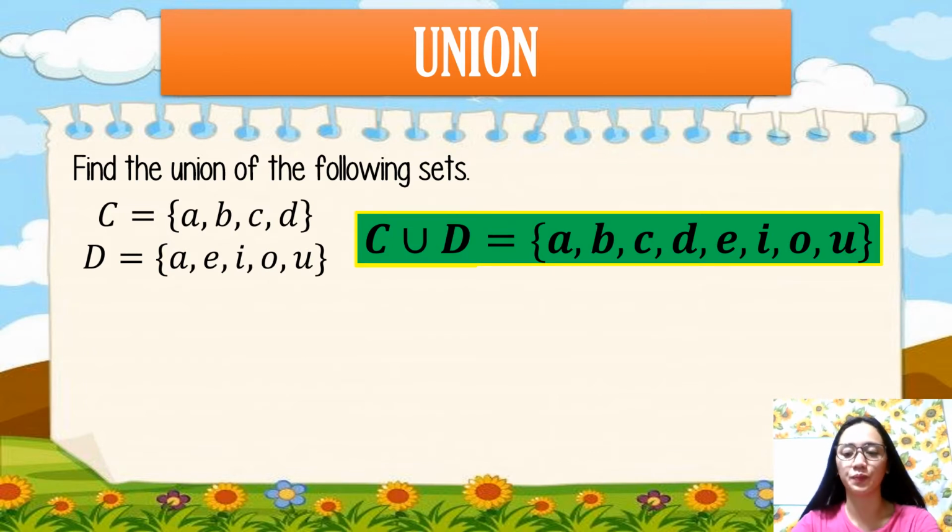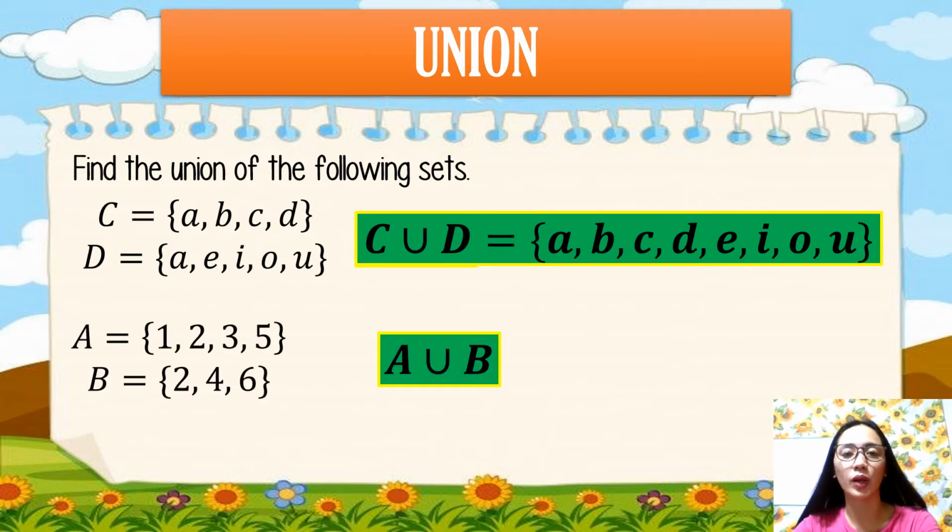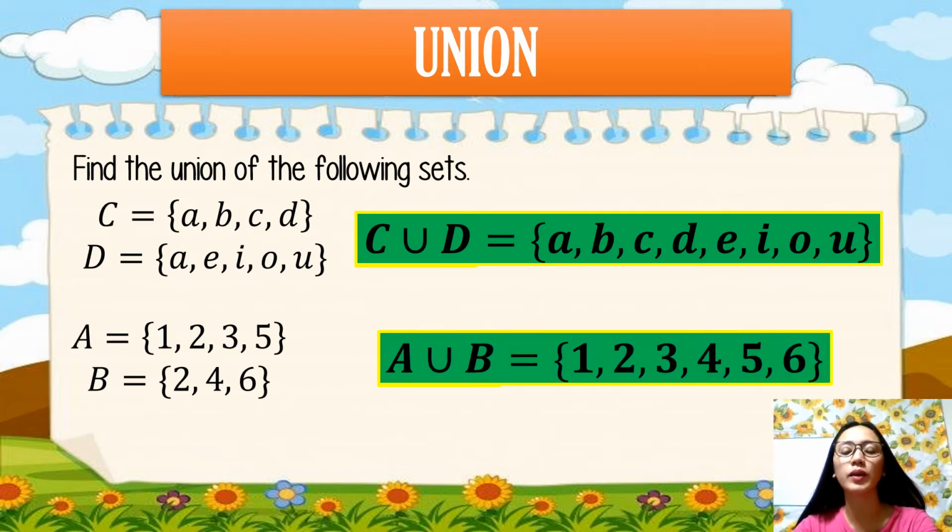and U. Next example, we have set A containing 1, 2, 3, and 5, and set B containing 2, 4, and 6. If we are going to get the union of set A and set B, again, you will just simply combine all the elements. So we will have 1, 2, 3, 4, 5, and 6.